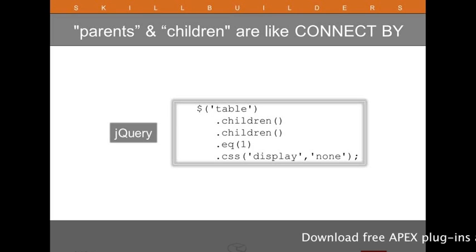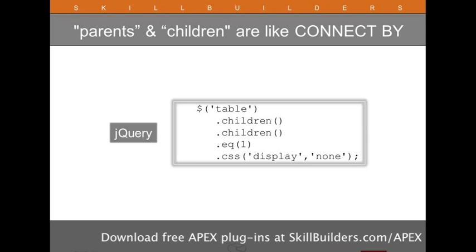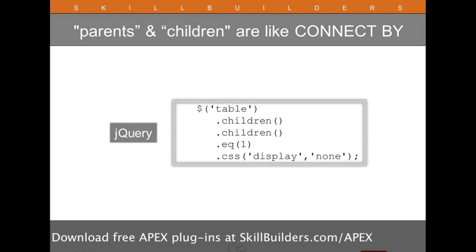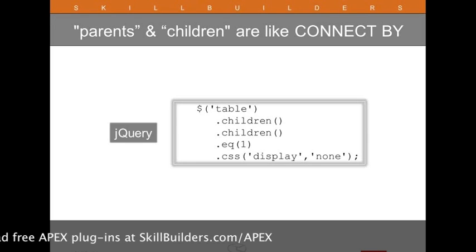Then we can call EQ, and EQ is a way to filter a result set of jQuery objects, but it's a 0-based index. So if you want the first row, you say 0. If you want the second, you say 1, and that's the one I want. And once we have that, we can use the CSS method to set the display attribute equal to none.